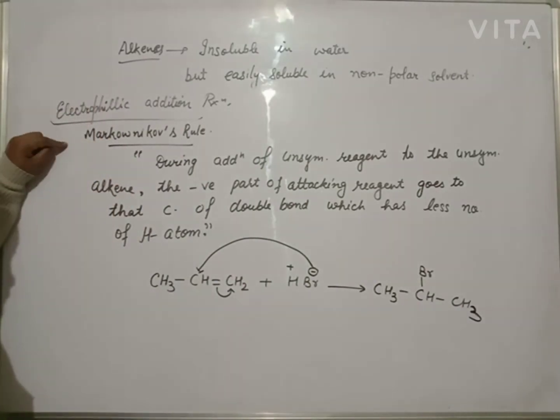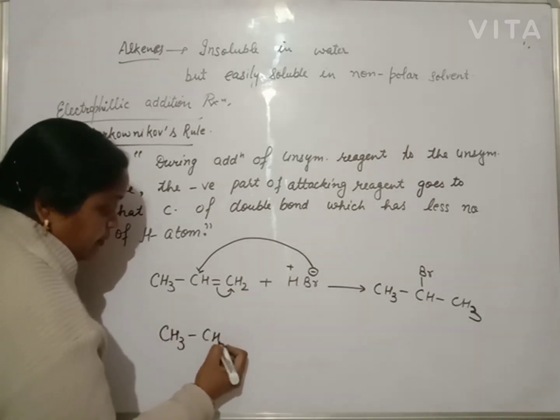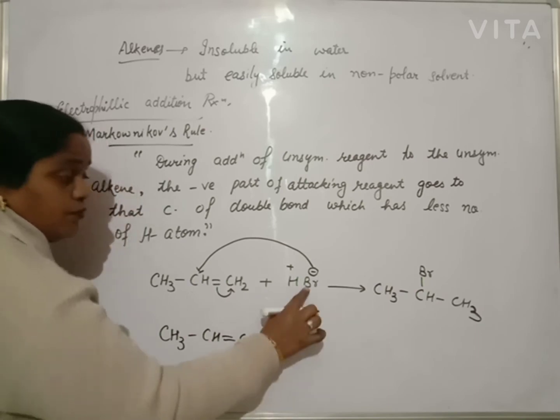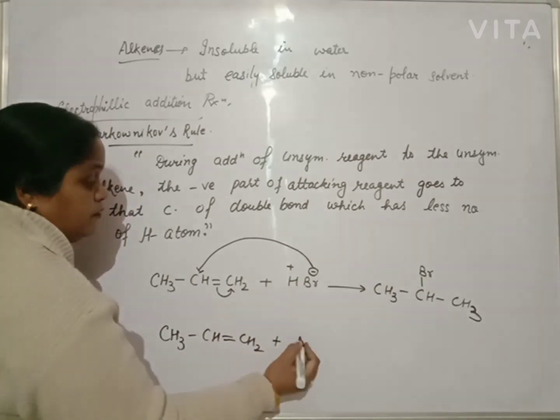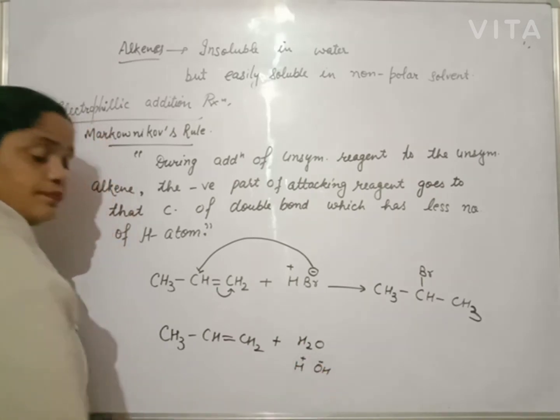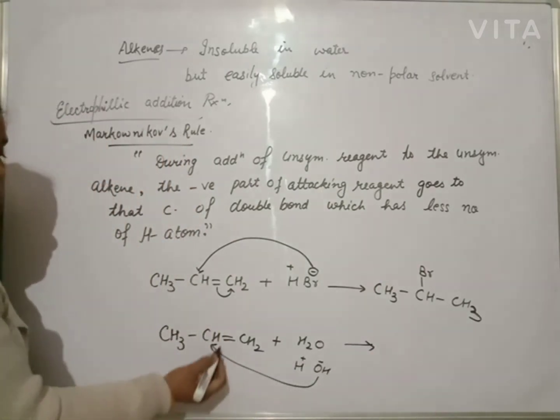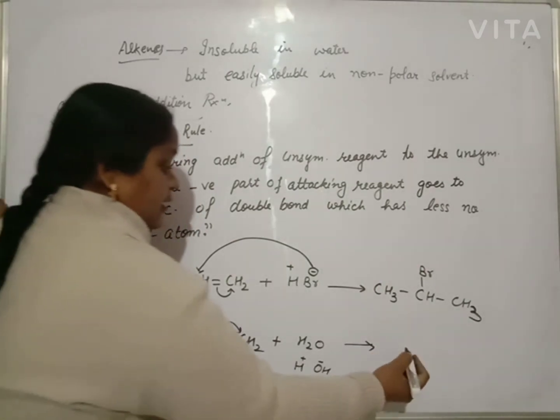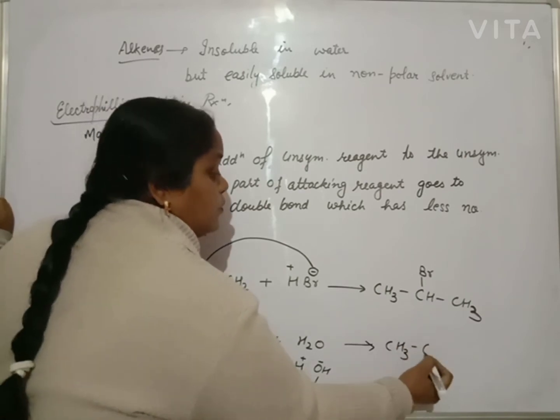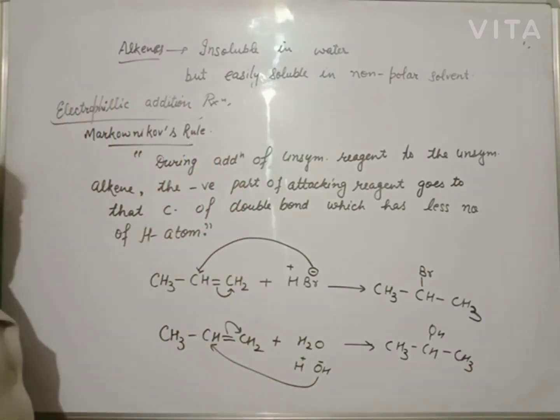This rule is known as Markovnikov addition. If you want to add, beta, two reactions in your syllabus: for addition of hydrogen halide, for addition of water. Water consists of H positive, OH negative. Clear? The same, the positive part will go to the carbon with the greater number of hydrogen atoms. That means we have propan-2-ol. The negative part goes to that carbon which has fewer hydrogens. Clear?